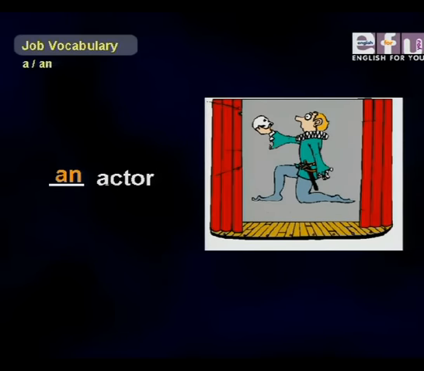Now, here are some words with the A sound. Am, at, answer, man, ask, and, actor, taxi. Okay, again, this is the A sound.